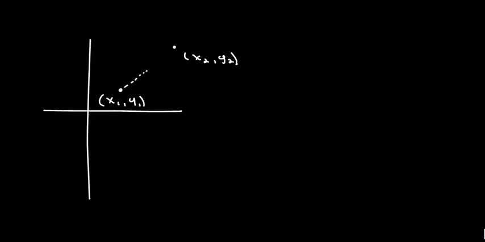Well, what Pythagoras came up with is that if we create a right triangle, then this length down here we'll call A, this will be B, this will be C. The Pythagorean Theorem says that A squared plus B squared is equal to C squared. So this is where your distance formula comes from.